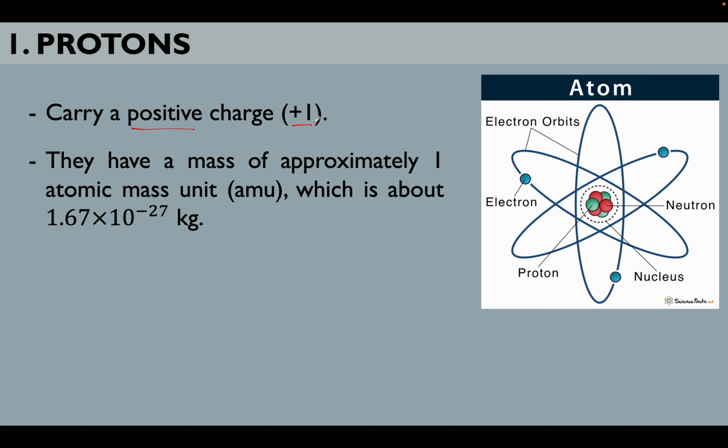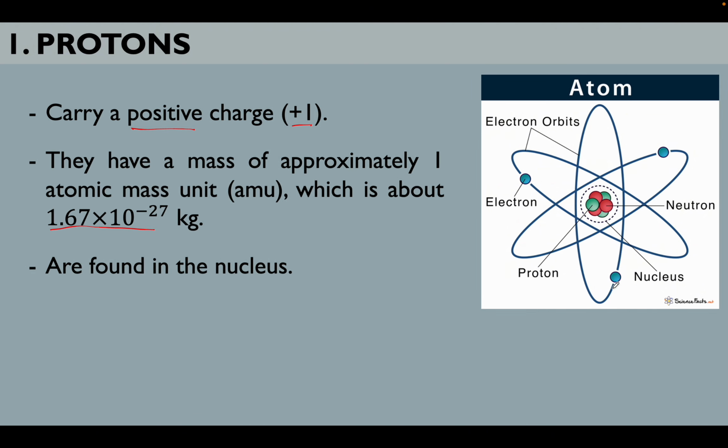They also have a mass of approximately 1 atomic mass unit, or AMU, which, if we convert it into kilograms, is equivalent to 1.67 times 10 to the power of negative 27 kilogram. So that is the mass of the proton. And the location of the proton is inside the nucleus.